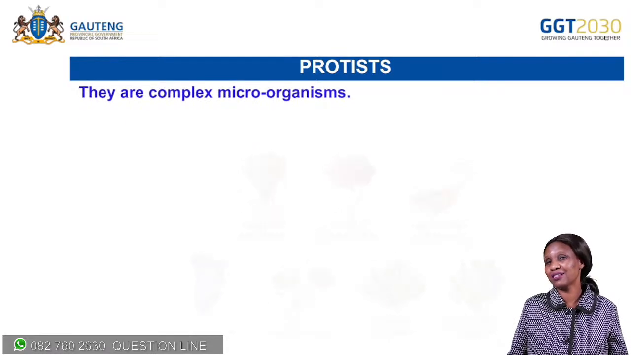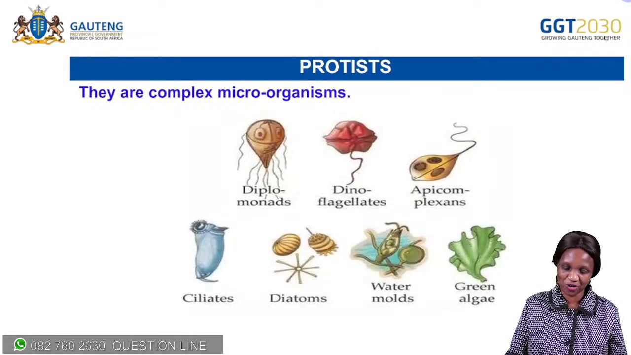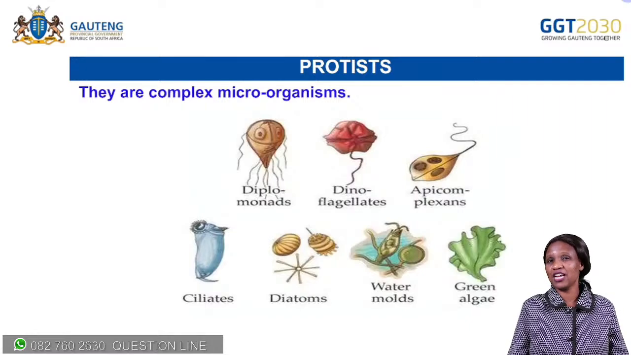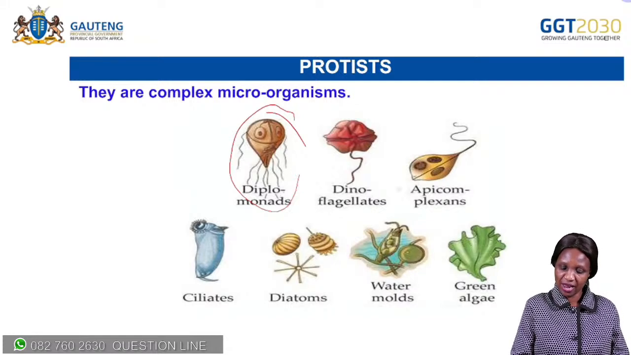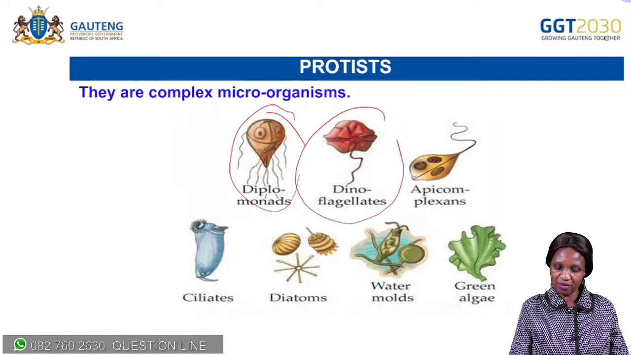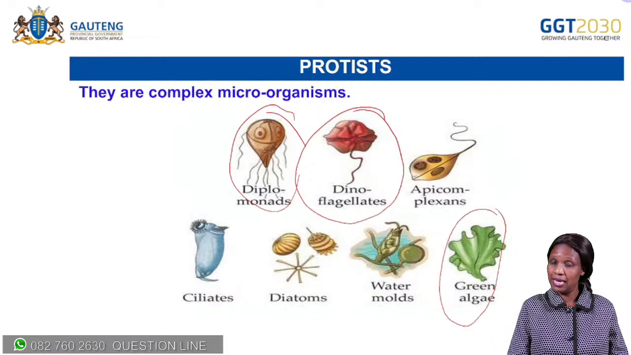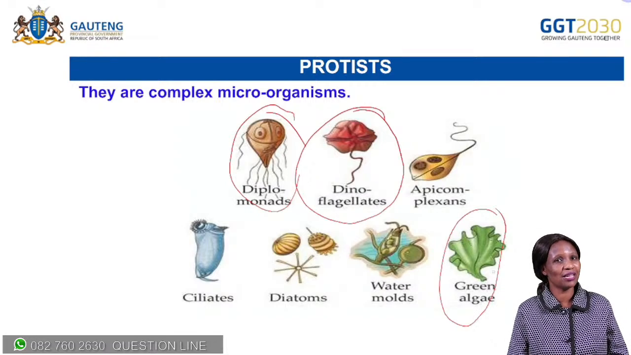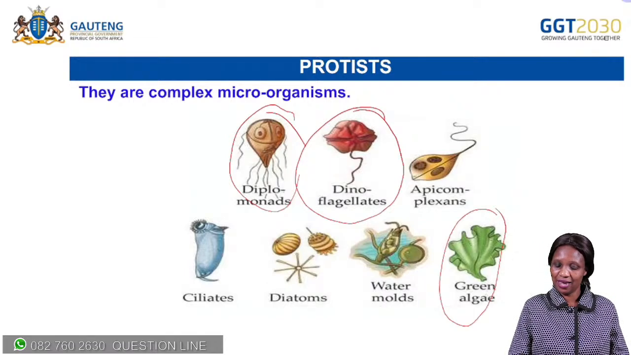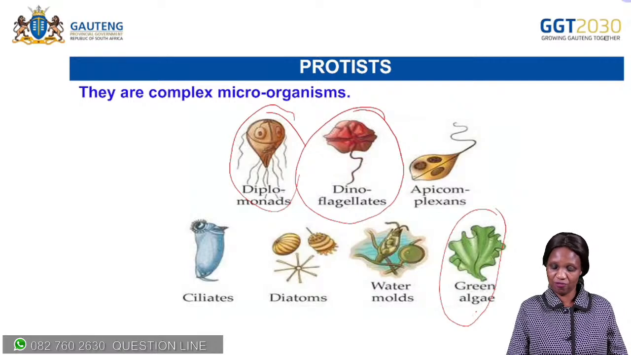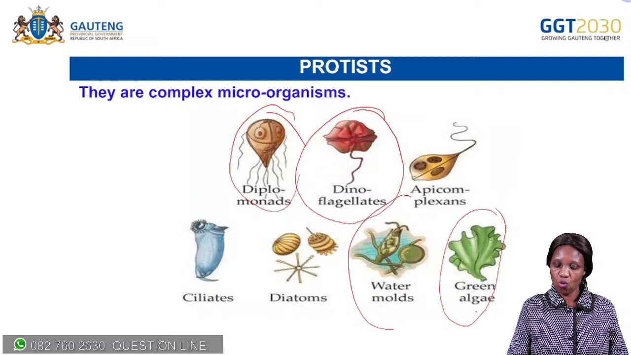And then with protists, these are complex microorganisms. And we've got different types and different shapes. Let's look at the diplomonads, and then let's look at the dinoflagellates, and then we also look at the green algae. It is a protist. And remember, when we're talking about algae, it brings us back to what? To photosynthesis. And algae produces its own food. It is a producer. All right. And then we also have water molds.